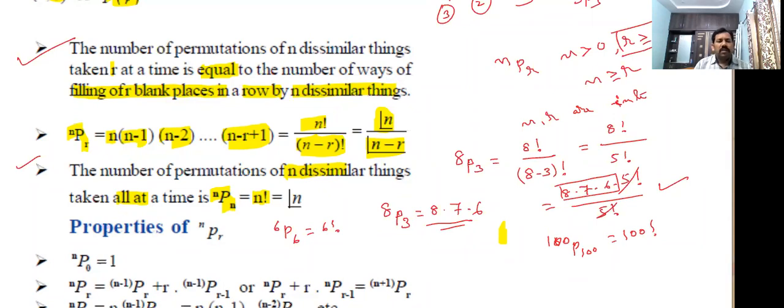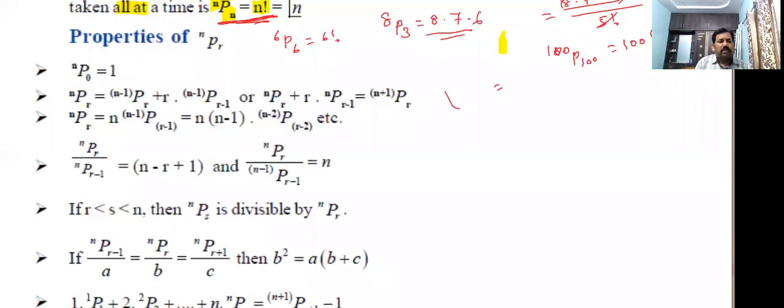Okay. So right here, nPr means n factorial by n minus r factorial. And nPn means n factorial. Now, nP0, that is equal to 1. nP0 means n factorial by n minus 0 factorial. Here observe, students, n factorial by n factorial. That should be 1. What is 8P0? 1. 100P0? 1. nP0? 1.